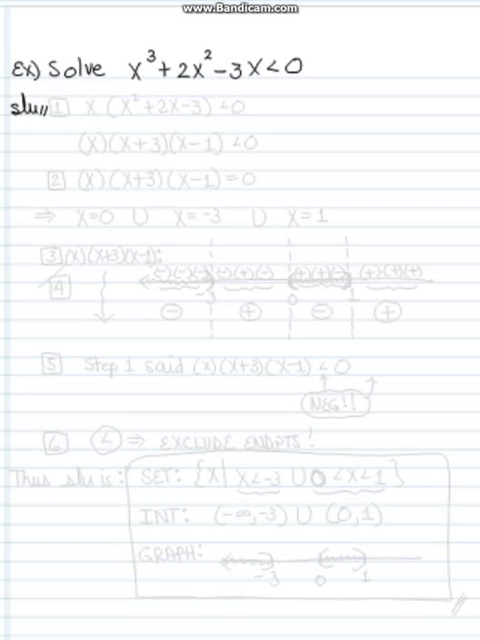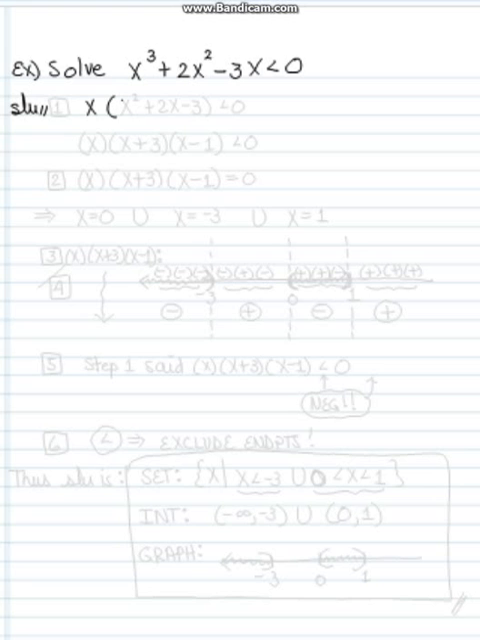Let's solve the inequality x cubed plus 2x squared minus 3x is less than 0. And we use the same steps we were discussing previously for solving higher degree inequalities. First thing we want to do, step 1, is to factor the non-zero side.